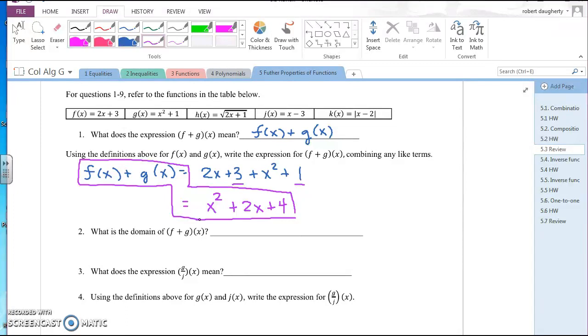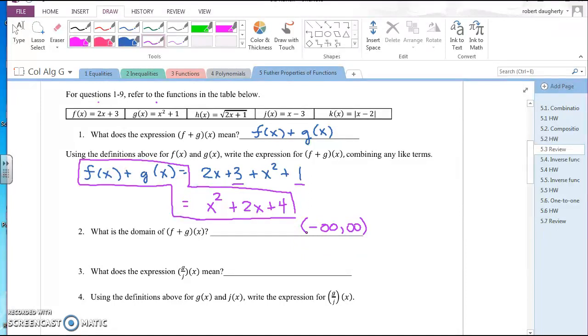What is the domain of f plus g of x? When I look at f of x and g of x, I see no square roots, I see no fractions. Those domains are going to be negative infinity to infinity. So when I add them together, I'll get the same domain of negative infinity to infinity.